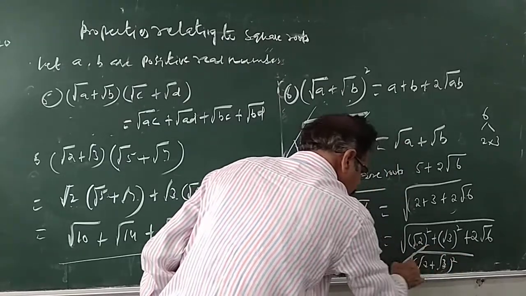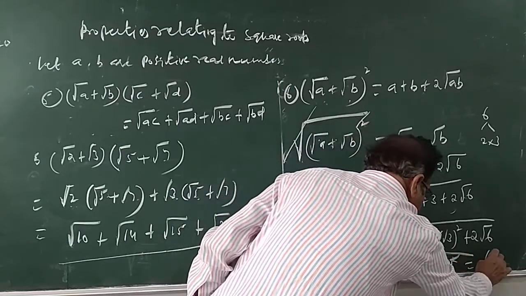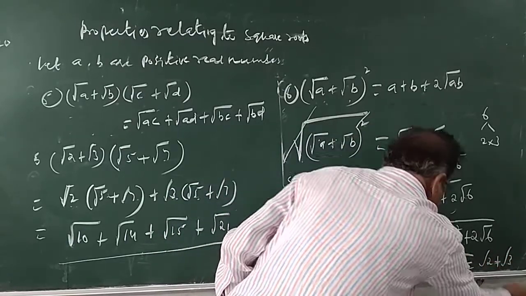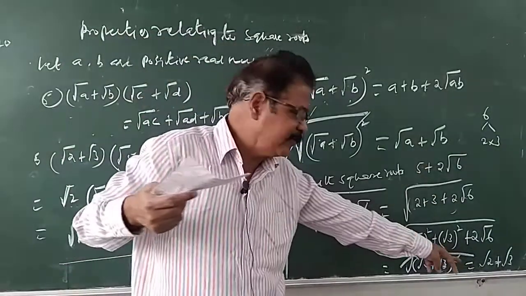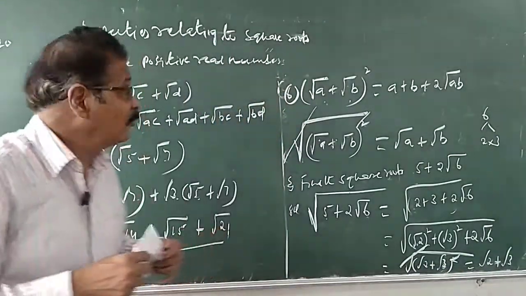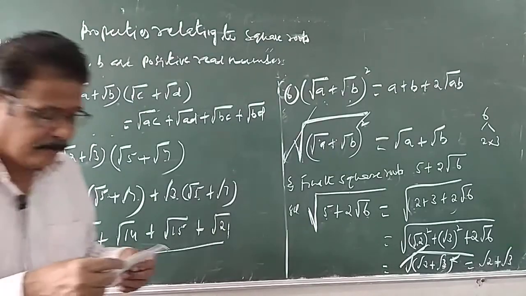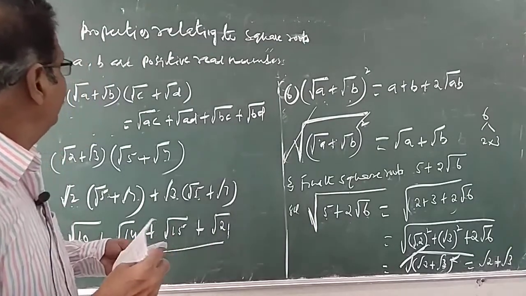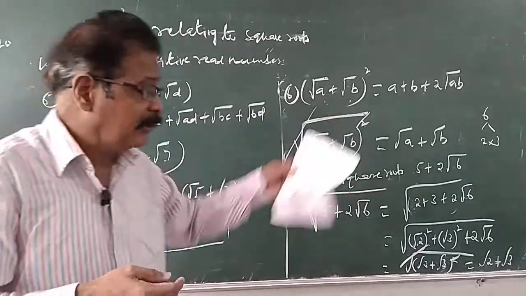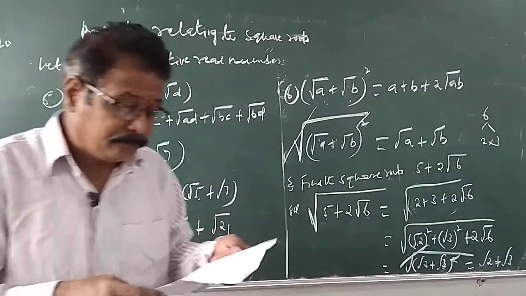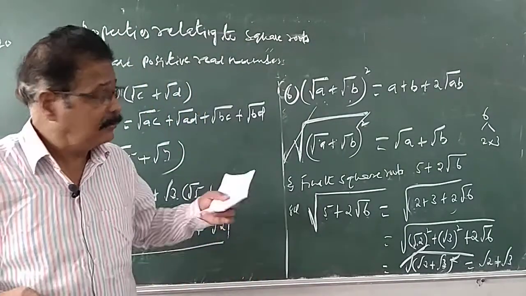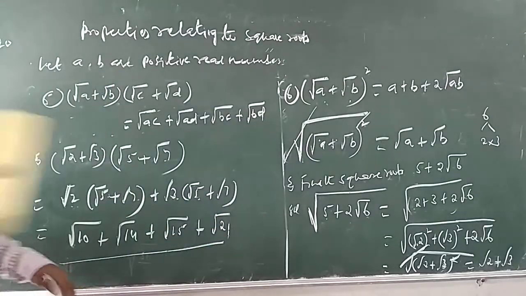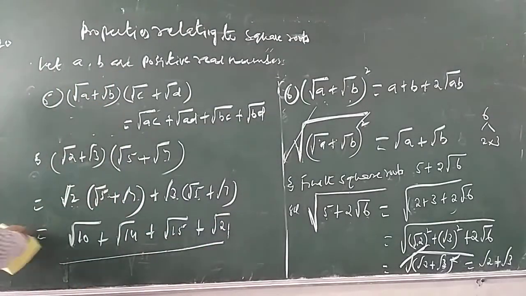We are finding the square root, so the square and the root cancel. What is it? Root 2 plus root 3. The square root of 5 plus 2 root 6 is root 2 plus root 3. This is a method of finding the square root of irrational numbers. I will give some problems related to these properties, which you can do for assignment.